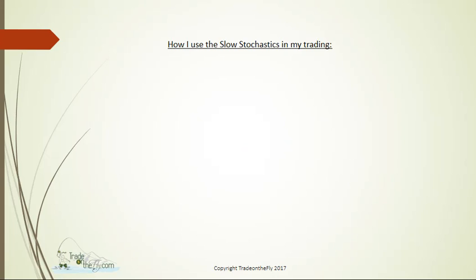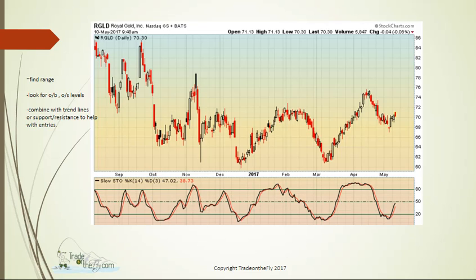So how do I use slow stochastics in my personal trading? I'm going to look for overbought or oversold levels within a range, and I'm going to combine that with trend lines or support and resistance levels to help me identify good risk-reward areas for entries on my setups. So let's take a look at an example here.